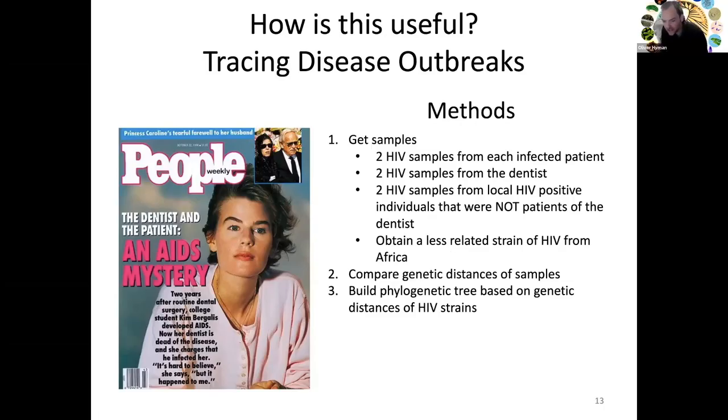And they compared the genetic distances of those samples. When I talk about genetic distances, what I'm talking about are those matrices that we came up with in the last lecture, where you're looking at how closely or how similar are the DNA sequences of those different strains. And then they built phylogenetic trees based on those genetic distances.